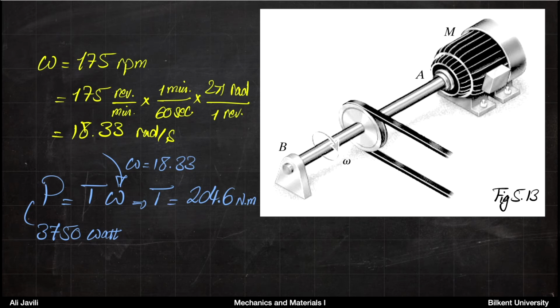Now you remember the formula we had between power and angular velocity is that power P is equal T times angular velocity. And then again, it's important to pay attention that if power is expressed in terms of watt, then angular velocity must be expressed in terms of radian per second. So that's the reason we did the transformation of the unit for angular velocity. And if you calculate T from this formula, then T, the torque in the shaft, would be 204.6 Newton meter.